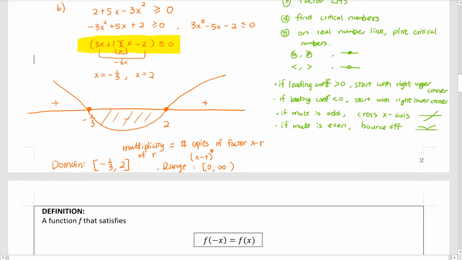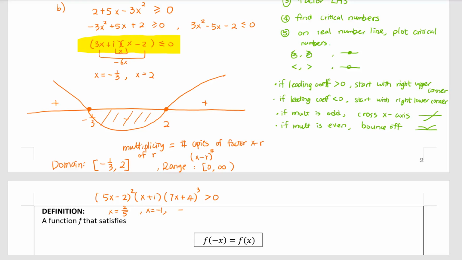Okay. So right now, if I give you any factored form of an inequality, you can figure that out, right? For example, let's do (5x minus 2) squared, (x plus 1), (7x plus 4) cubed greater than 0. Let's say we have this inequality. Well, the first critical number is 2/5, then -1, and then this one is -4/7, right?